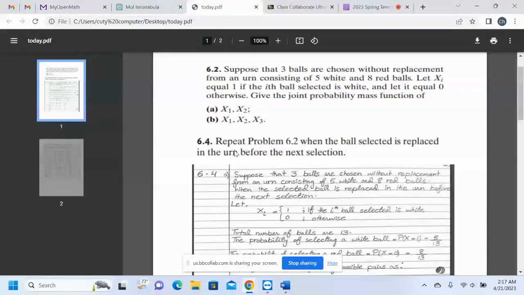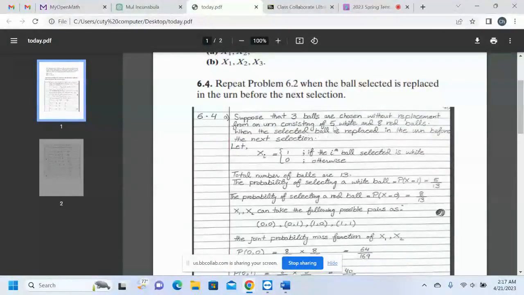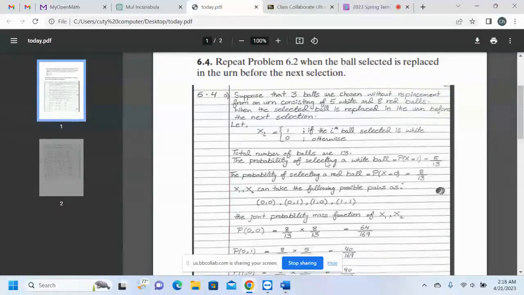My question is 6.4, which is attached with the Catherine question, in which I have to find the case when the ball selected is replaced in the urn before the next selection. Suppose that 3 balls are chosen with replacement from an urn consisting of 5 white and 8 red balls. When the selected ball is replaced in the urn before the next selection, let xi equal 1 if the ith ball selected is white, 0 otherwise.